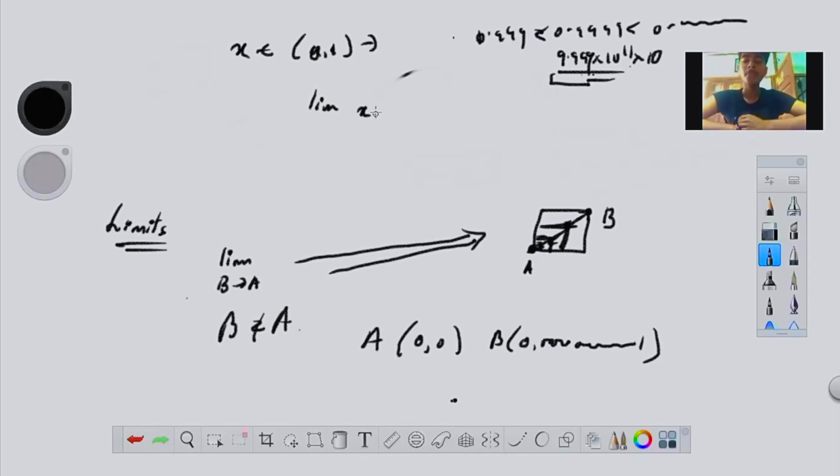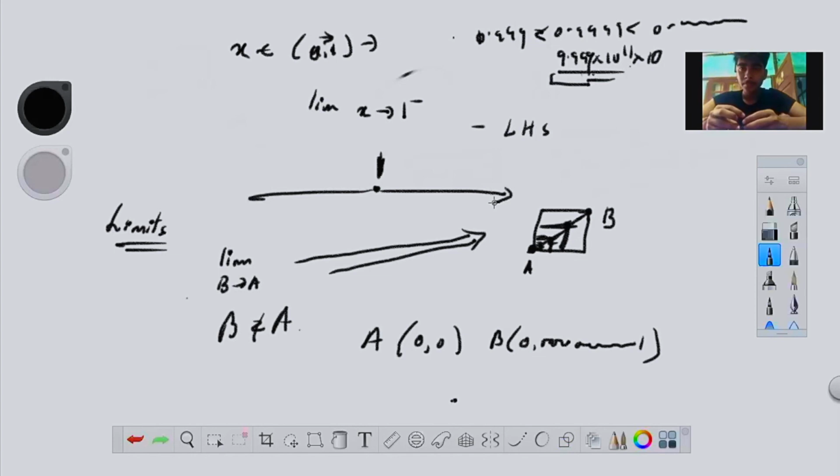So I'll write like this: limit x tends to one minus. Why? Because I'm approaching from this side. Minus in limits means left hand side. If a number is one on the straight line and you are approaching from the left, you write one minus. This is x tends to one minus. And if you're approaching from the right, then you call it x tends to one plus. That means it is greater than that.